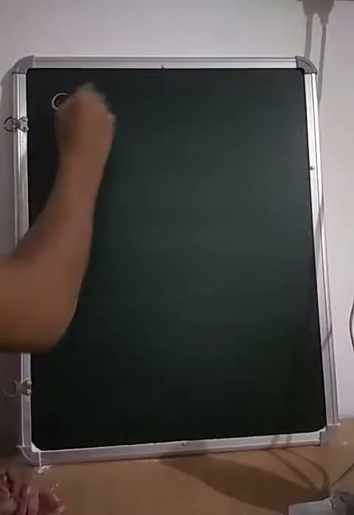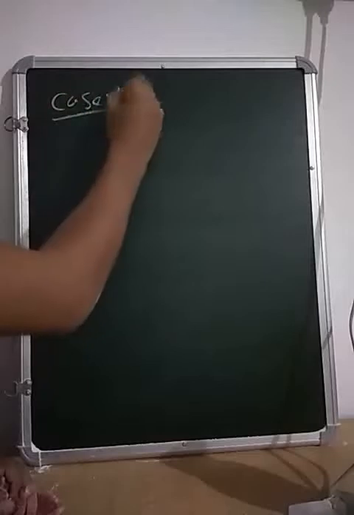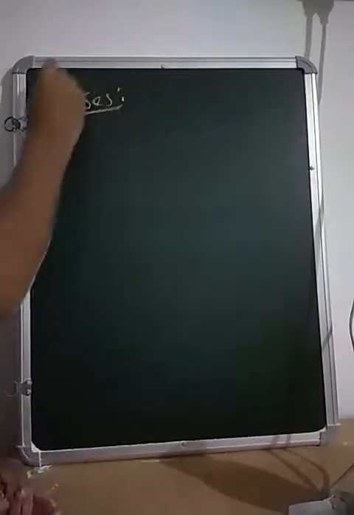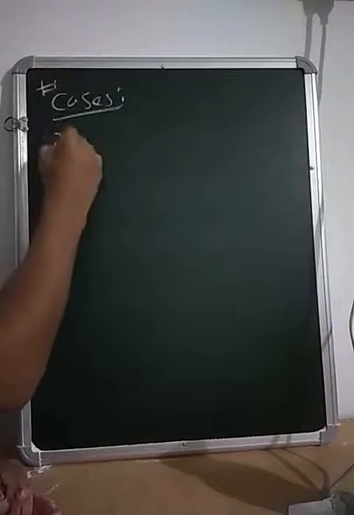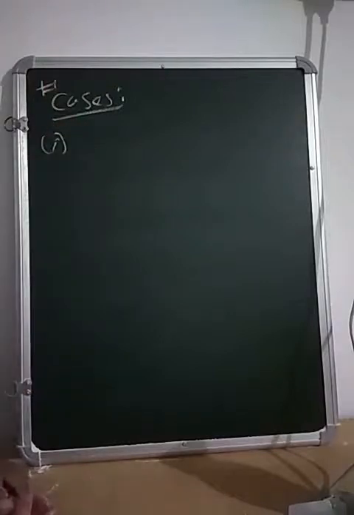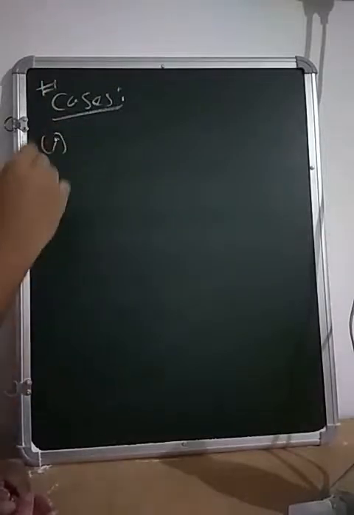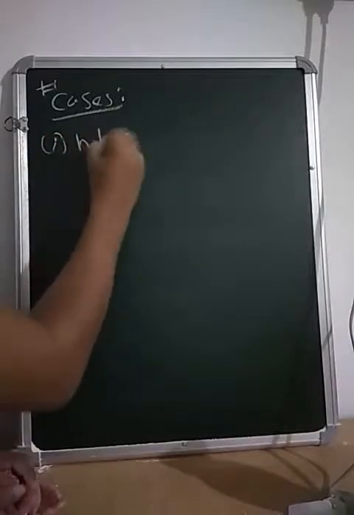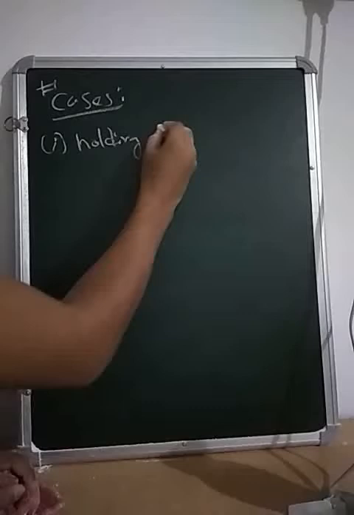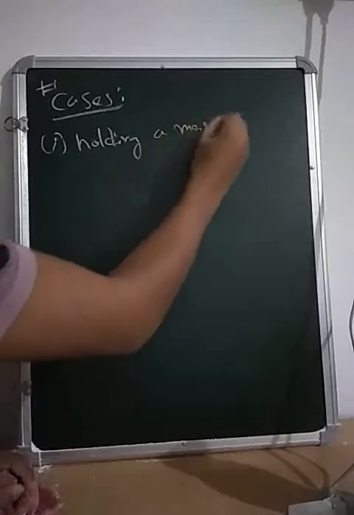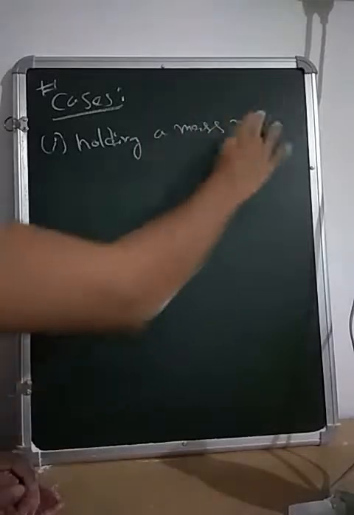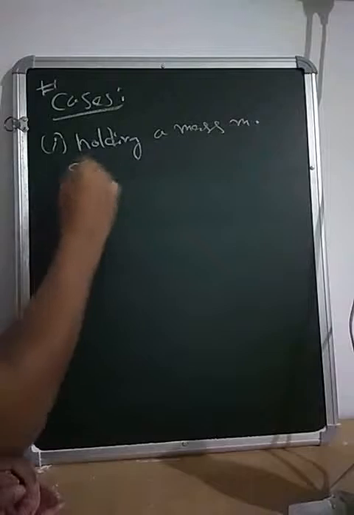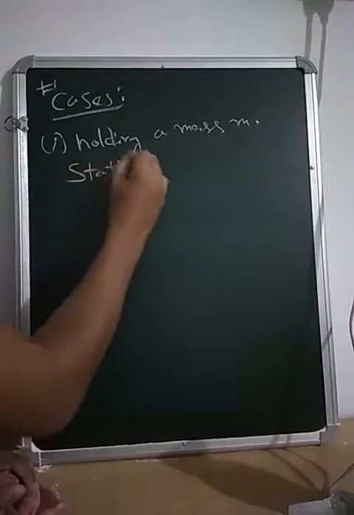There are certain cases relating to this type of system. So the first case is: suppose a person is holding a mass m, and the person is at a stationary position.